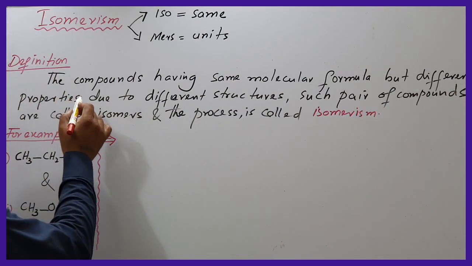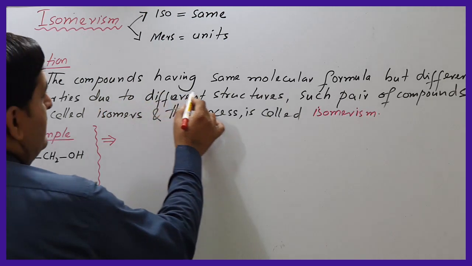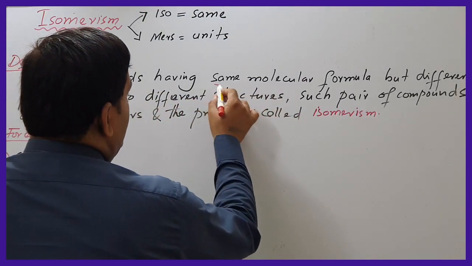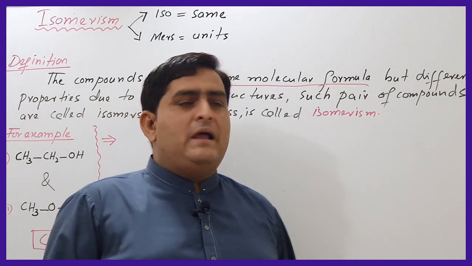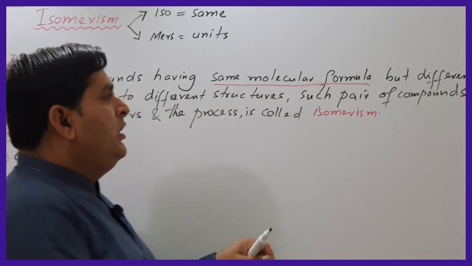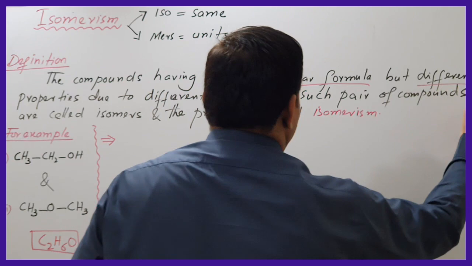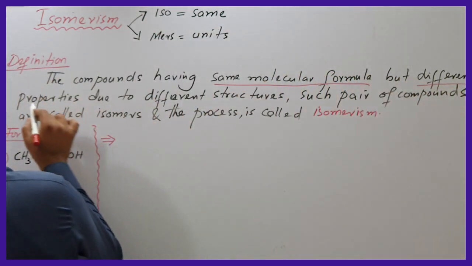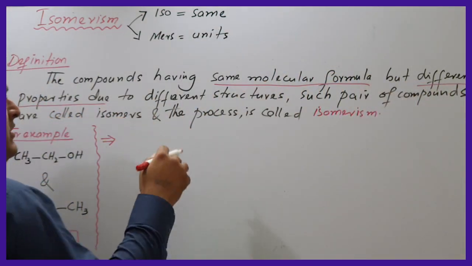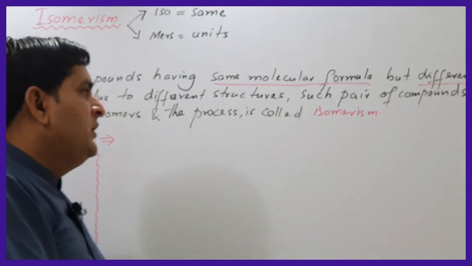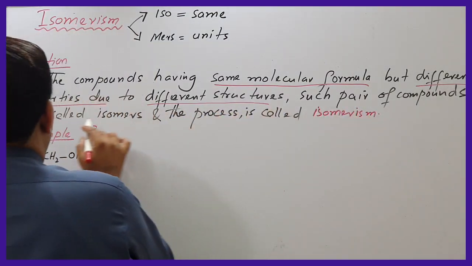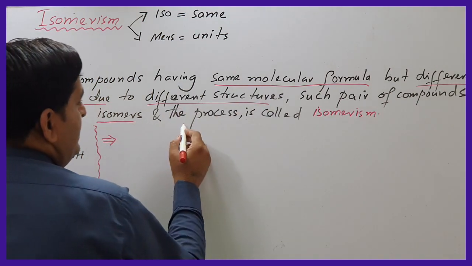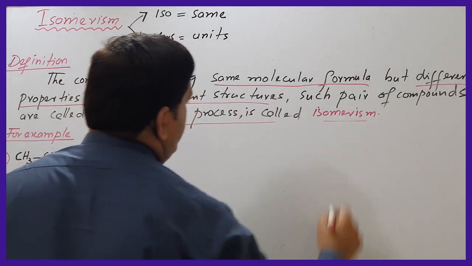Definition: the compounds having the same molecular formula. If two compounds are isomers, they will have the same molecular formula but different properties. They will have a different set of properties due to different structures. Such pairs of compounds are called isomers and the process is called isomerism.